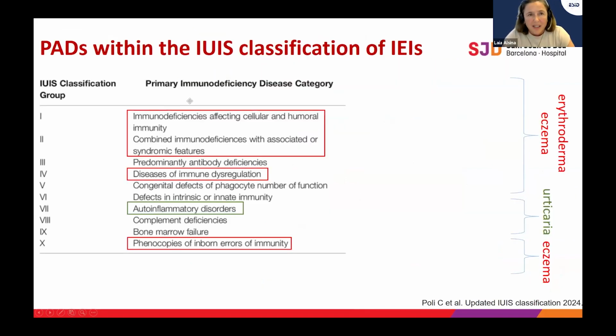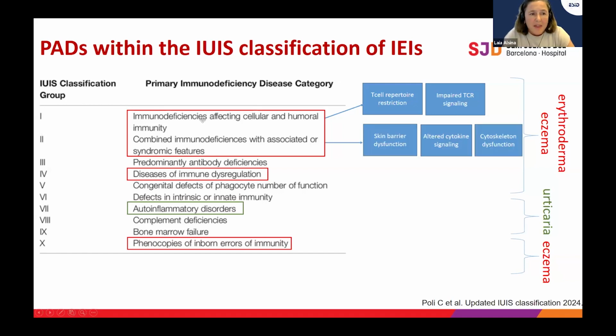So within the IUIS classification, we can find primary atopic disorders that are scattered in 5 of the 10 categories of the IUIS classification. We have those related to combined immunodeficiencies caused by a T cell repertoire restriction or an impaired TCR signaling. Then combined immunodeficiencies with syndromic features, in which we can have a skin barrier dysfunction, a very specific cytokine signaling problem, or a cytoskeleton dysfunction.